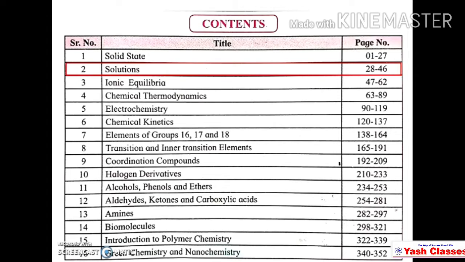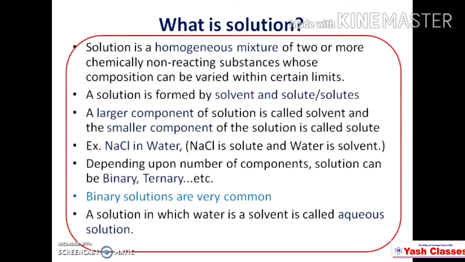Now today we are going to start the second chapter, that is Solutions. This chapter is from physical chemistry. Now what is a solution? A solution is a homogeneous mixture of two or more chemically non-interacting substances whose composition can be varied within certain limits.